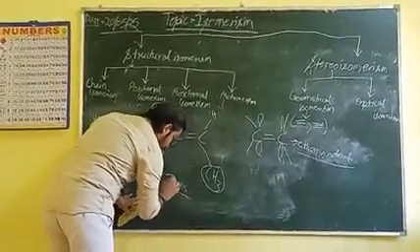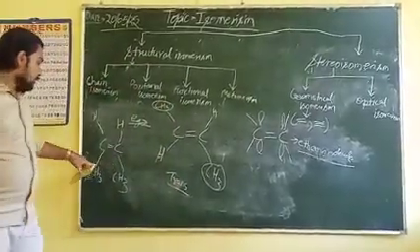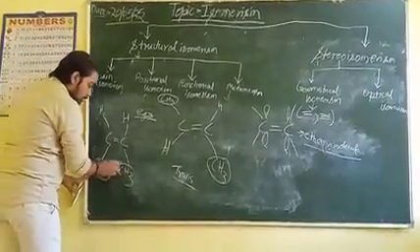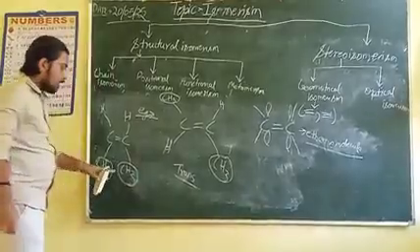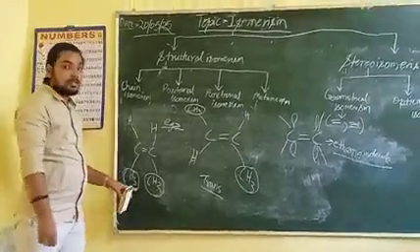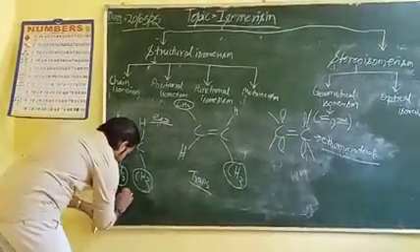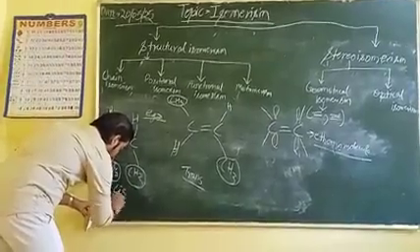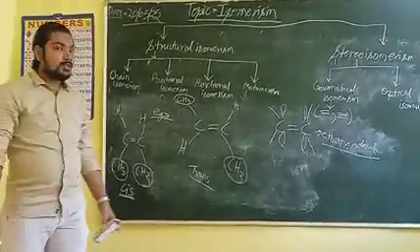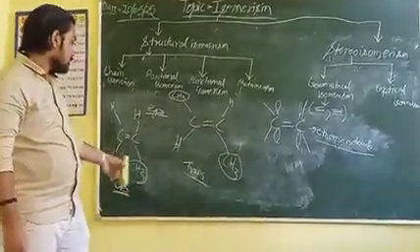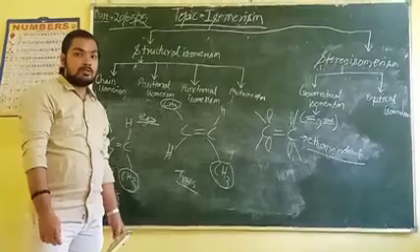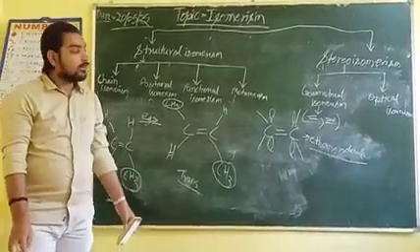And in this one, the two methyl groups are located on the same side of the double bond, so these are known as cis. So in geometrical isomerism there are two types, that is cis and trans. Okay. Now we have to end today's class. Thank you.